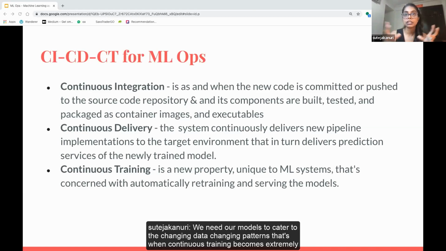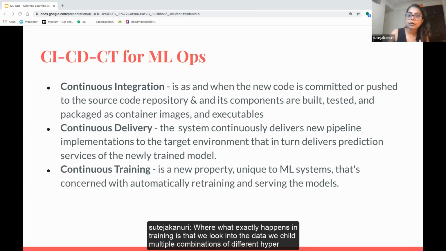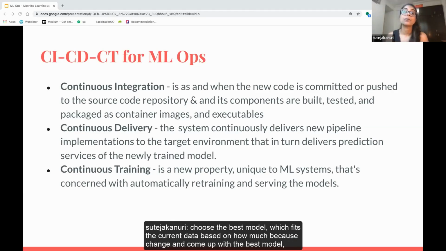We can think of continuous training as a series of multiple jobs which can be orchestrated by any orchestration tool like Airflow. What exactly happens in training is that we look into the data, we try out multiple combinations of different hyperparameters, choose the best model which fits the current data based on how much it has changed, and come up with the best model which would be served in real time. So this is what continuous training is about.